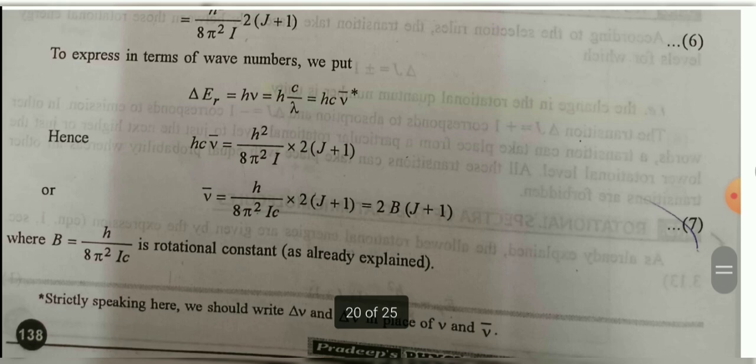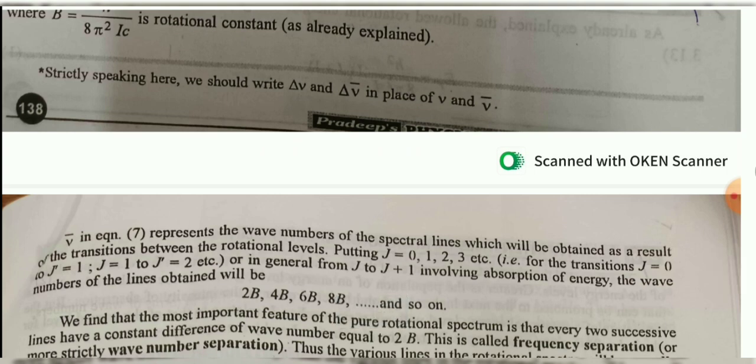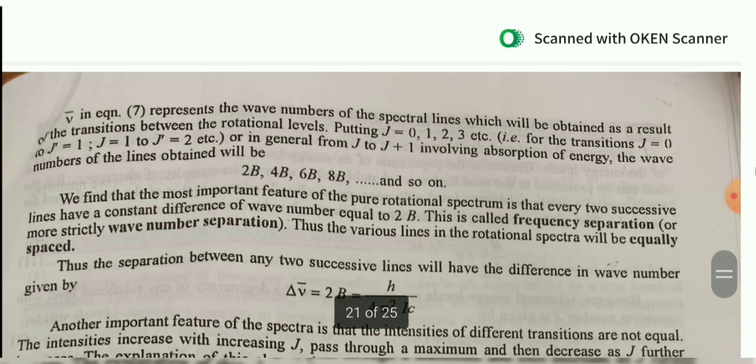To express in terms of wave numbers, we put delta E_R is equal to h nu, which is equal to h c upon lambda, which is equal to h c into nu bar. Hence, h c nu bar is equal to h square upon 8 pi square I into 2 into (J plus 1), or nu bar is equal to h upon 8 pi square Ic into 2 into (J plus 1), which is equal to 2B (J plus 1), where B is equal to h upon 8 pi square Ic, the rotational constant, as already explained. Strictly speaking, here we should write delta nu and delta nu bar in place of nu and nu bar. Nu bar in equation 7 represents the wave number of the spectral lines which will be obtained as a result of the transition between the rotational levels.